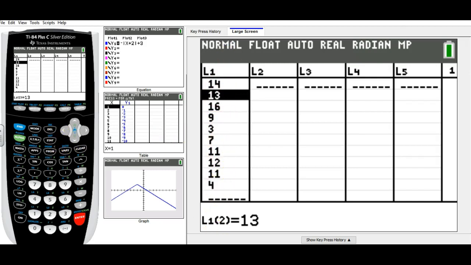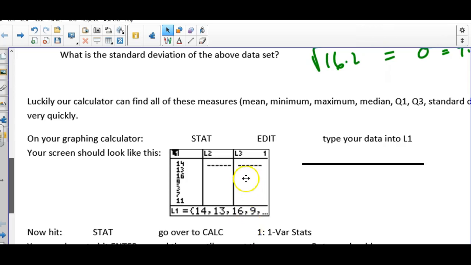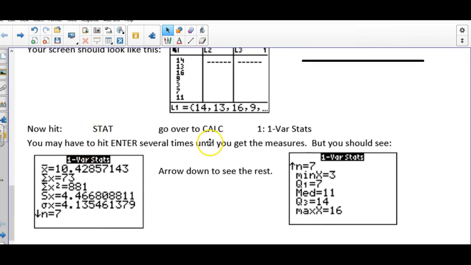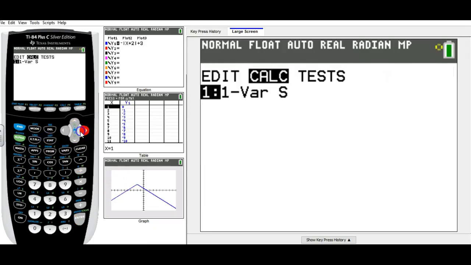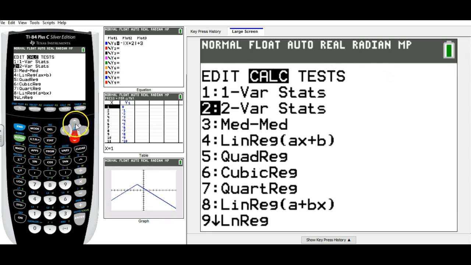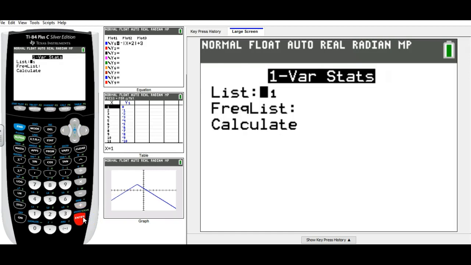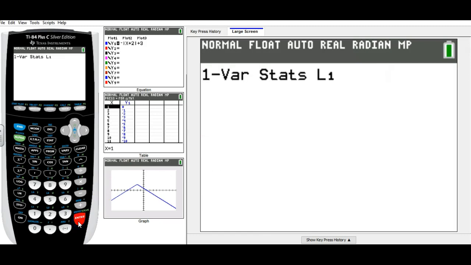Now, the second step tells me that I need to stat edit, put the stuff in your list. Now, you want to go stat again, go over to calculate, and you want one variable statistics. So we're going to go stat again, go over to calculate. We don't need to go down. It's actually the first item, one variable statistics. Hit enter. Make sure it says list 1. Some of you won't even see this. Just hit enter again. If you do see this right here, hit enter on calculate.